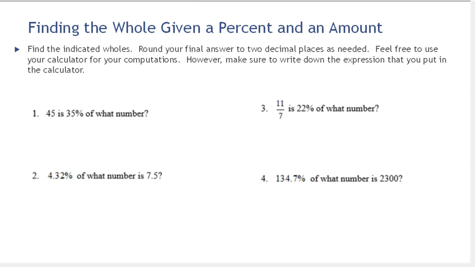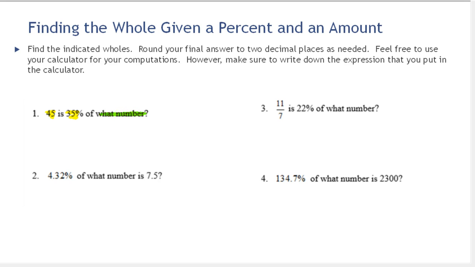I'm going to highlight what we're given in yellow and our goal in green. So 45, we're given that, is 35% of, our goal is to find what number. So I want you to notice we're told that we're finding the indicated whole, so you probably know what process to use when we're finding a whole. But how would we know that if we weren't told this?